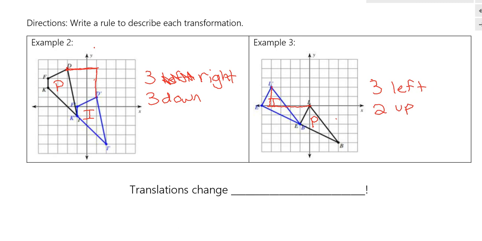Okay. Be careful with the directions. That is a common mistake, as I just made it. So just double check. So again, translations just change position. All right, go ahead. Flip to the next page.